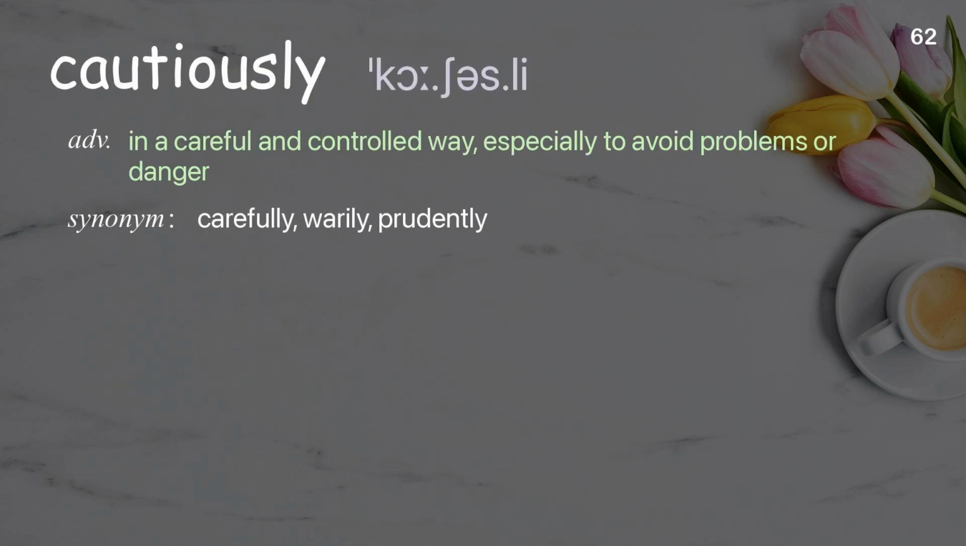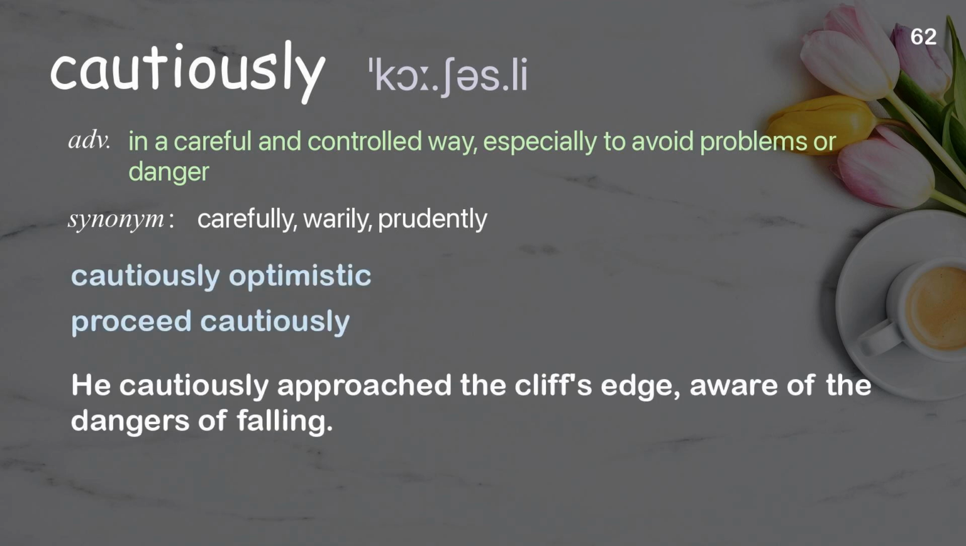Cautiously. In a careful and controlled way, especially to avoid problems or danger. Examples: Cautiously optimistic. Proceed cautiously. He cautiously approached the cliff's edge, aware of the dangers of falling.